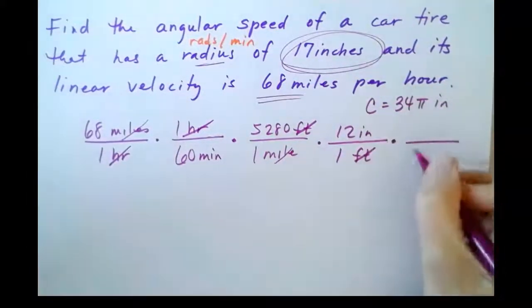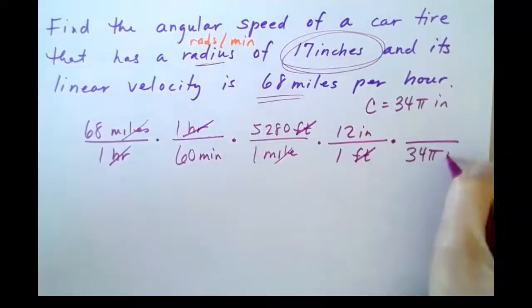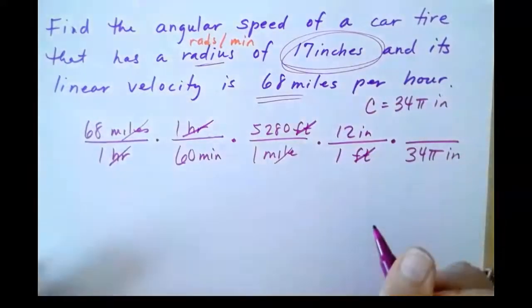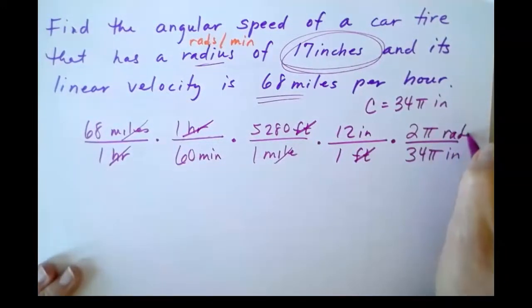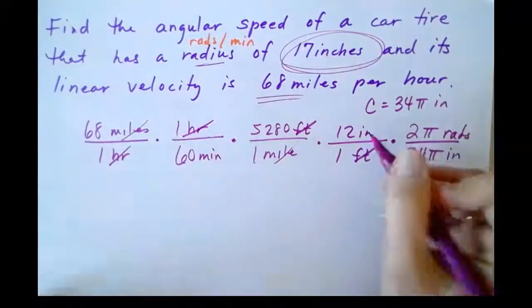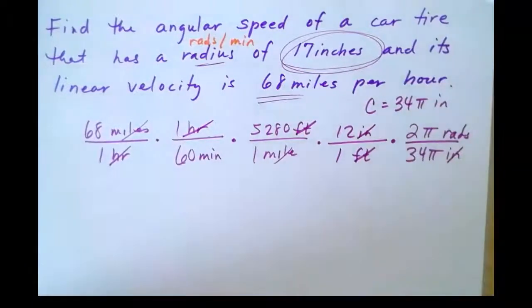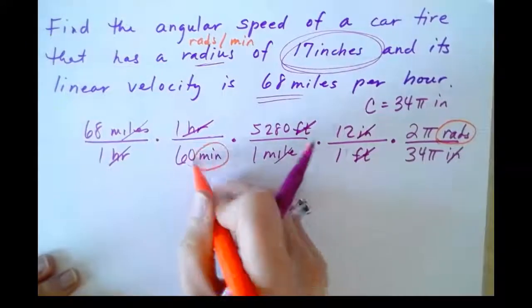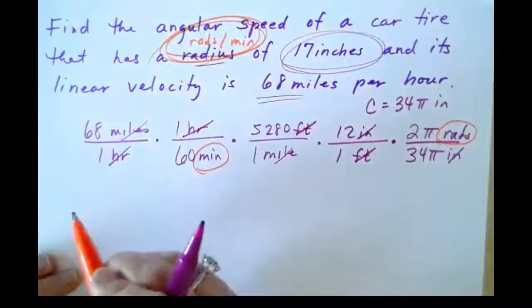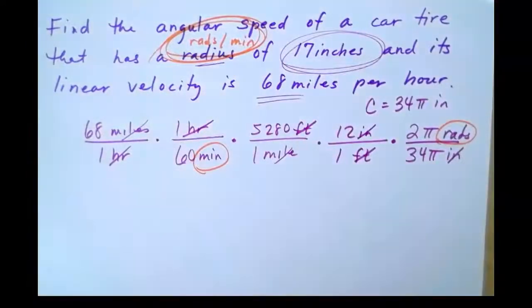So the circumference of the tire, which is 34 pi inches, is equal to 2 pi radians. Every time the tire rotates one time, it is revolving 2 pi radians. So now inches have canceled, and the only units that remain are radians and minutes, and that's what we want. That's when you know when you're done.